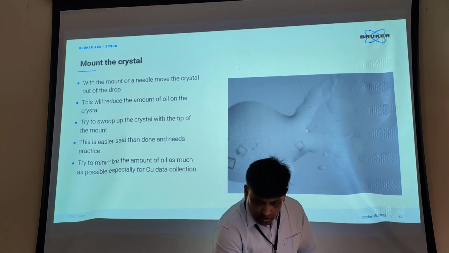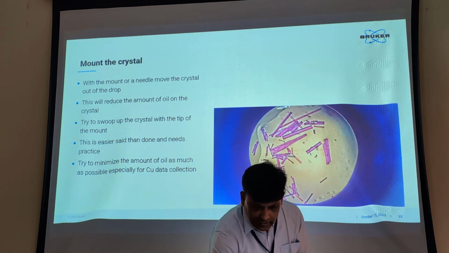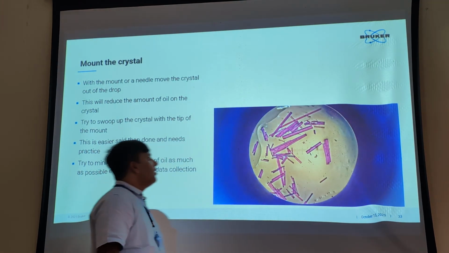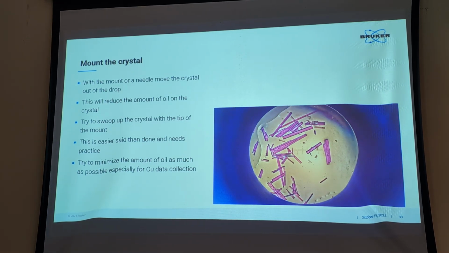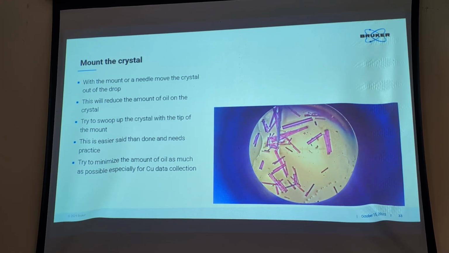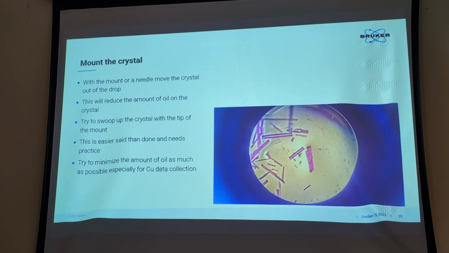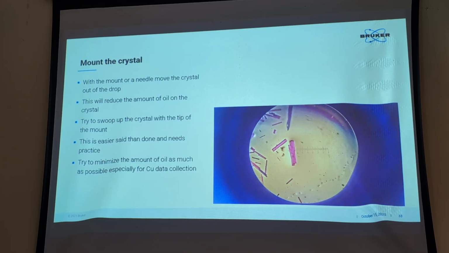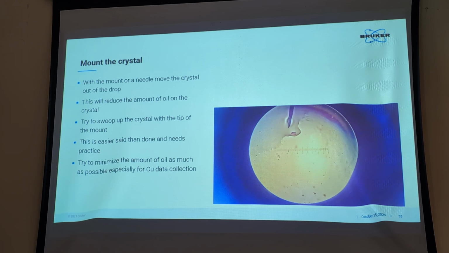Okay, and here is another example. You can see now, this is also under the microscope, how we actually stick the crystal. This is in the oil again. We are trying to see which crystal is better. So there are big crystals, but we don't want to take a big crystal. We want to take an ideal size crystal. Okay, so he is taking that crystal and trying to push it out of the oil, because you want to mount with as little oil as possible. See?